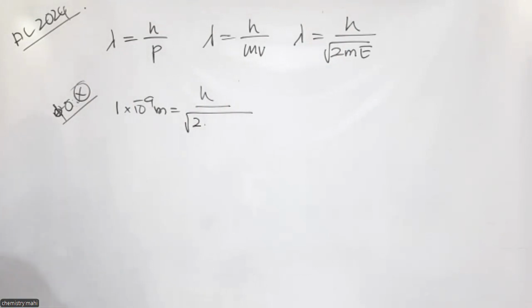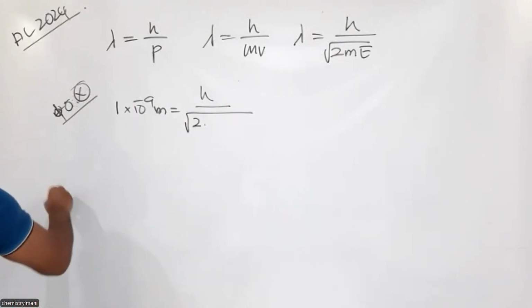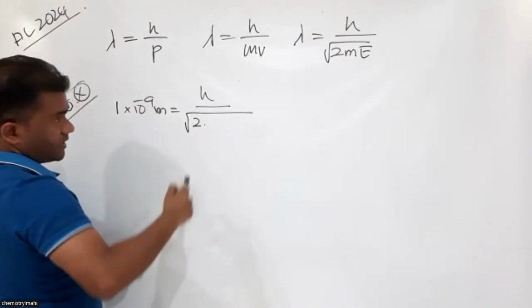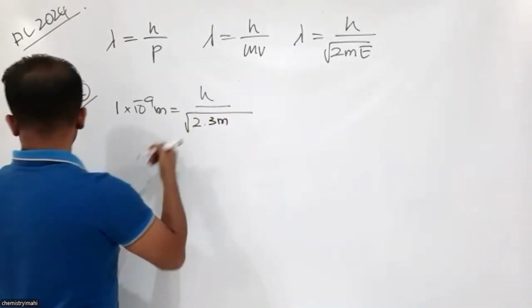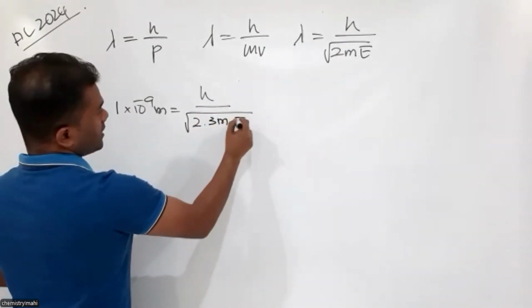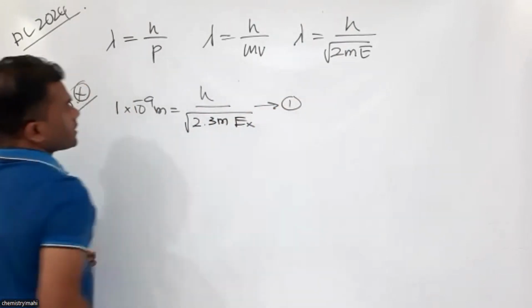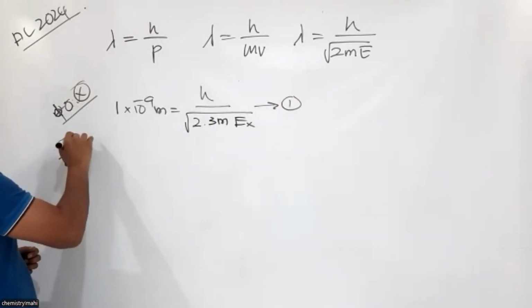Mass of X is given. If the mass of X is 3 times the mass of Y, I take the mass of Y as M, then this is 3 times, meaning 3M. And the kinetic energy ratio is the question. Let's keep it like EX. Then I do the same for the Y particle also.